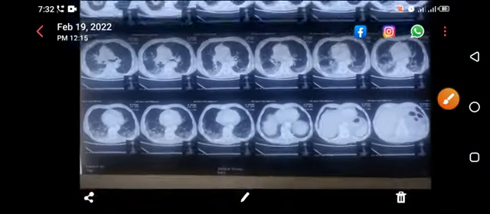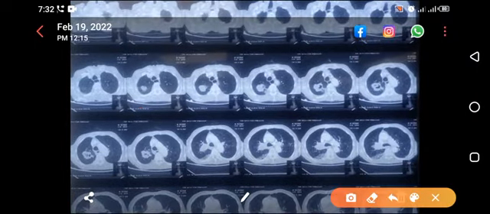So this patient was actually having a pneumonia, atypical pneumonia, most probably due to COVID, with the mass that extends from the hilum with spiculated border. This was actually a squamous cell carcinoma with atypical pneumonia.